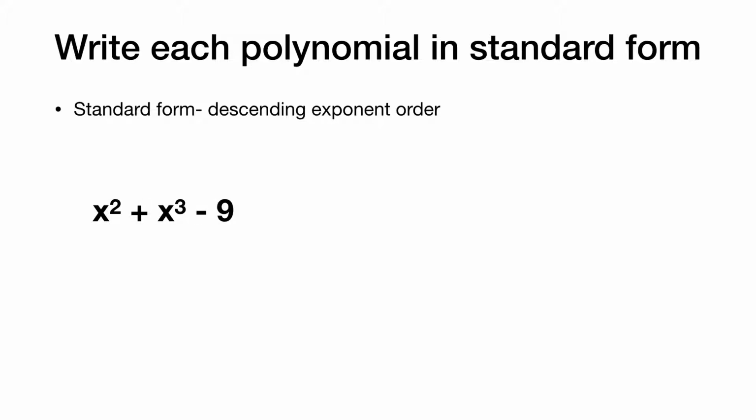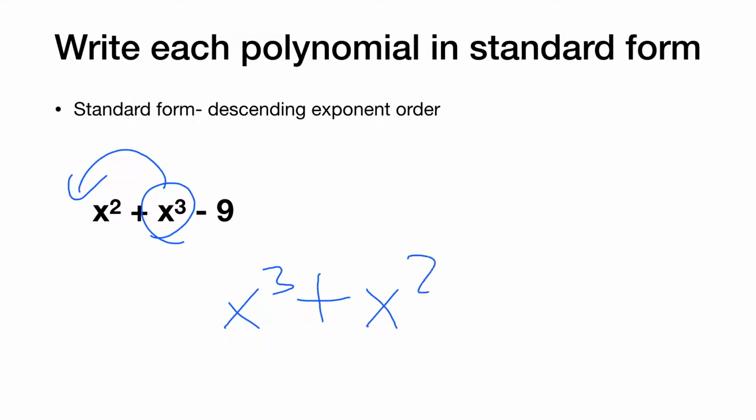So let's first deal with this one. X squared plus x cubed minus 9. So if you look here, the big thing that needs to happen is this needs to jump up to the front. So x cubed plus x squared minus 9.